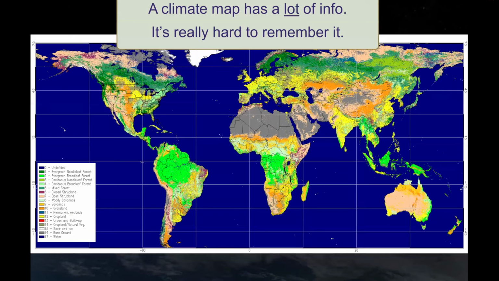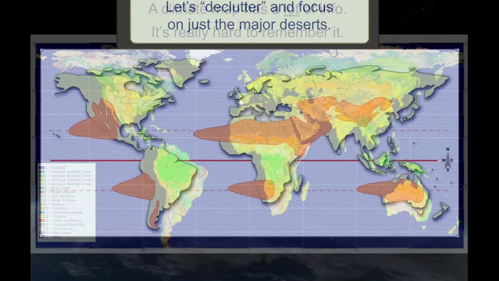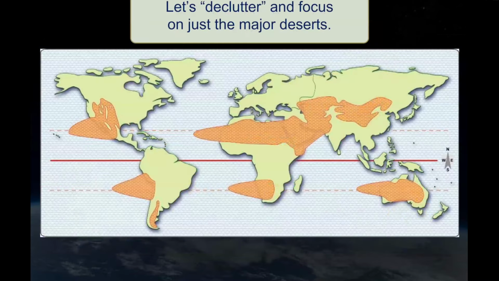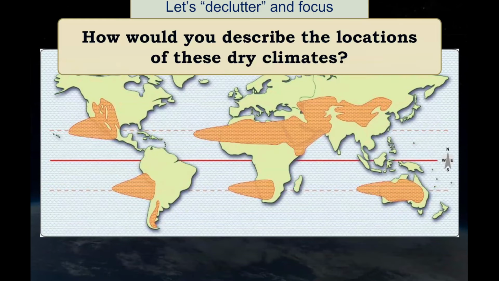A climate map has got an awful lot of information on it. It's really hard to remember it if you just take a look at that map. So let's declutter it and focus on just the major deserts of the world. How would you describe the locations of these dry climates?